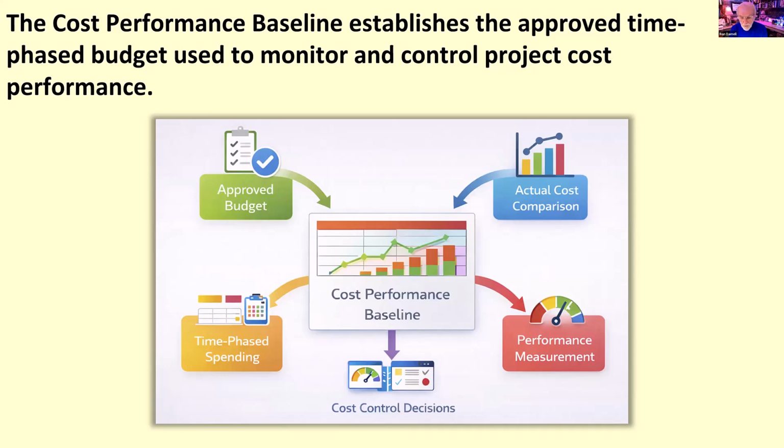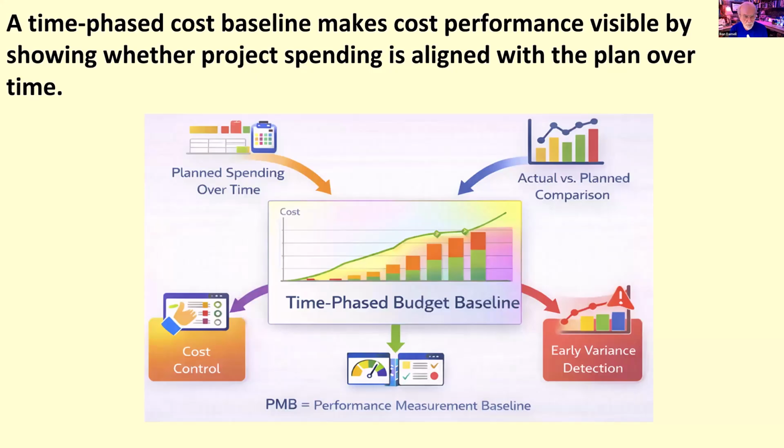For the course project, it doesn't need to be an overly complex baseline. Again, everything is high level and simple, but it should show an understanding of the core idea that project budgeting becomes more useful when it's structured as an approved baseline that supports later monitoring and control. We'll talk about the importance of a time-phased budget. The time-phased budget creates the baseline needed for meaningful cost control and broader performance measurement.